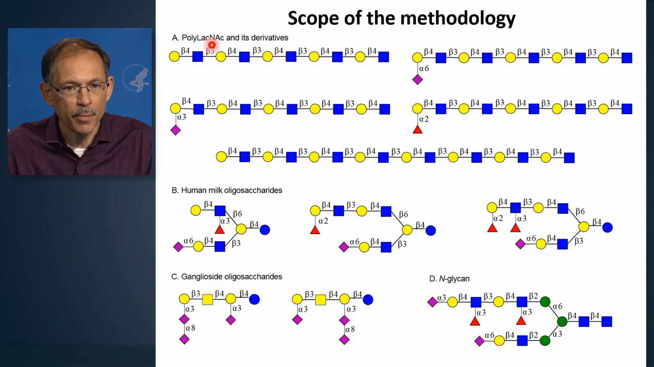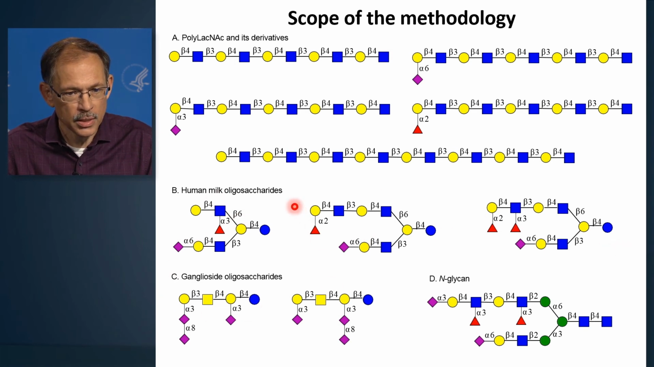The scope of this methodology is very broad. And as I already mentioned, we have enzymes in place that can make almost every mammalian oligosaccharide. So we can make polylactosamines, we can make human milk oligosaccharides, and again you see these are molecules with highly complex architectures. They are branched, and on each arm there is a unique epitope, and by an orchestrated use of these enzymes we can make these molecules in a highly controlled manner.